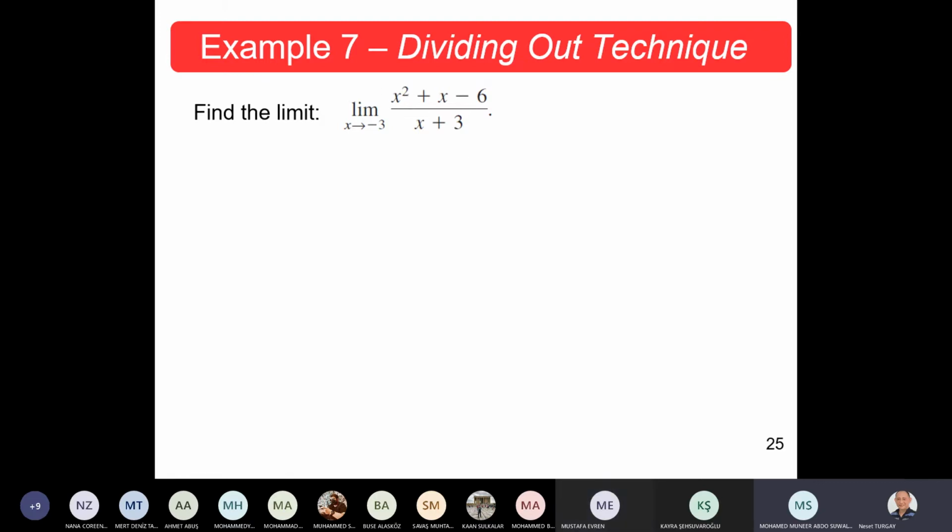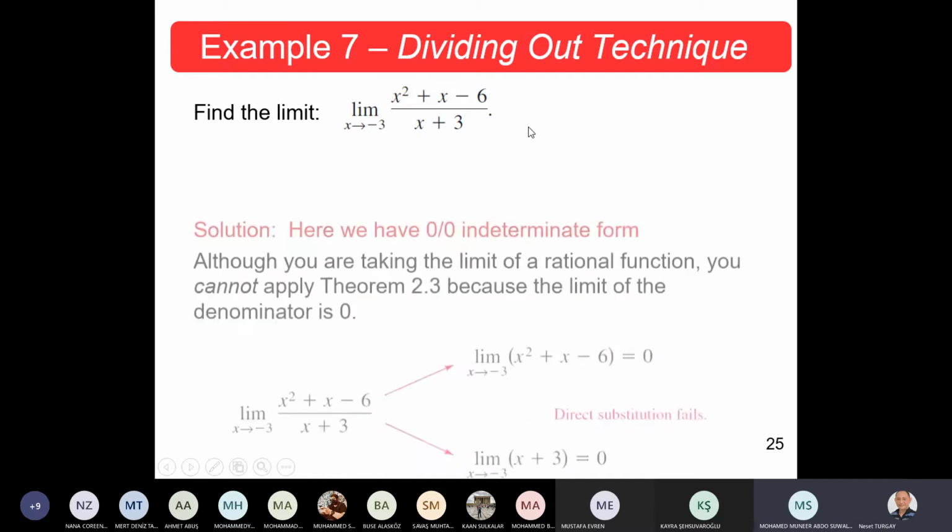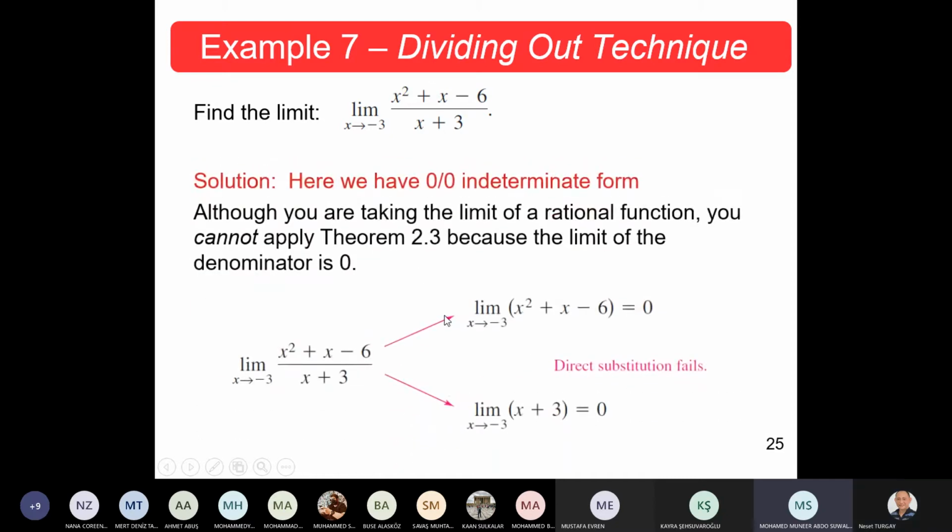It is 0 over 0. Look, minus 3 to the power 2 is 9. 9 plus minus 3 times 2, that is 6. 6 minus 6 is 0. Here, 0. It's 0 over 0, okay? See? Understand, my friend? Okay.